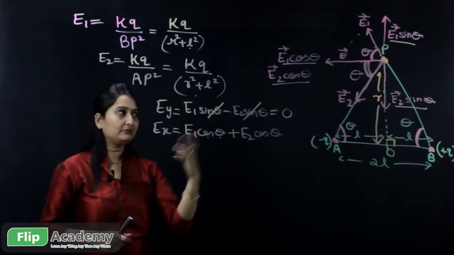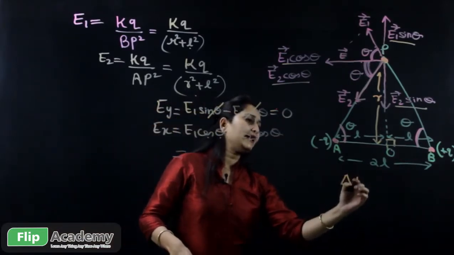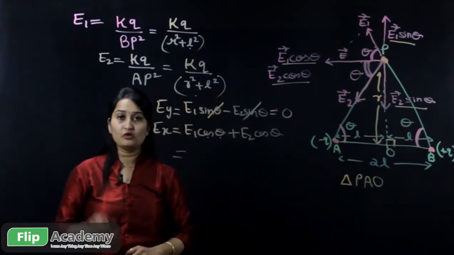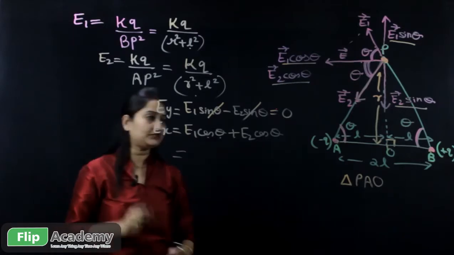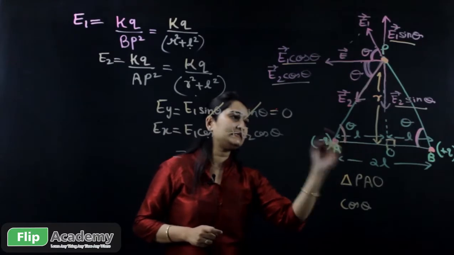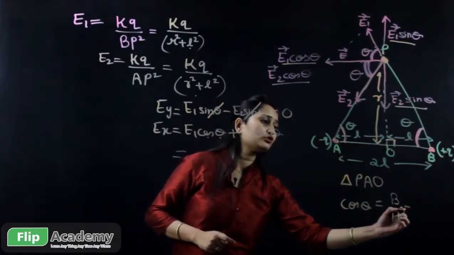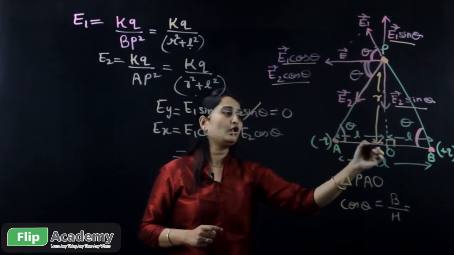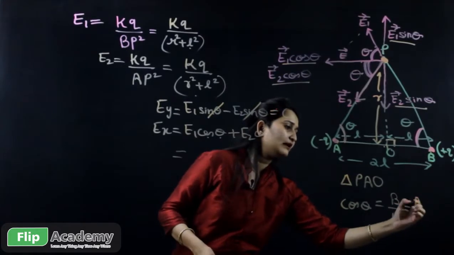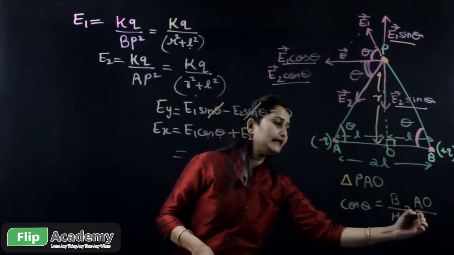Now, in this diagram, you can see, let's say, we talk about triangle PAO. In triangle PAO, we have to work upon cos of theta. So, what is cos theta in this condition? This angle is theta. Cos theta is given by base upon hypotenuse. Now, in the triangle PAO, what is base? The base is AO. Hypotenuse. What is hypotenuse? It is PA.